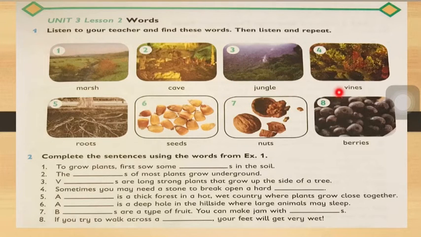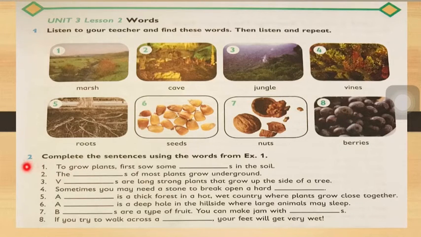Vines, again, I have explained earlier. Roots, these are the roots of the plants. What are the roots? These are responsible for absorption of water and minerals from the soil. Seeds. Now, plants grow out of these seeds, and many plants produce seeds in order to give birth to new plants. Nuts. It is a dry fruit covered with shell. Berries. A very tasty fruit which is rich in water and vitamins and has a very good taste as well.